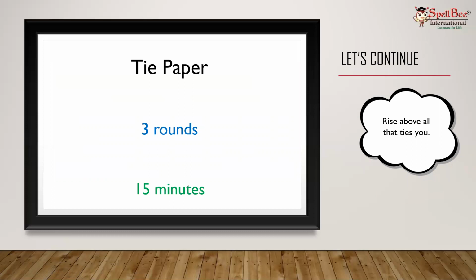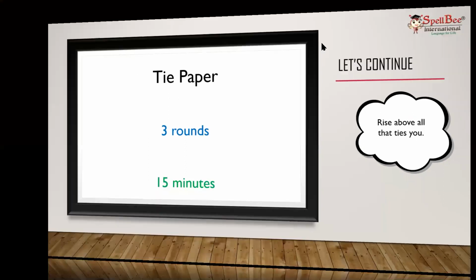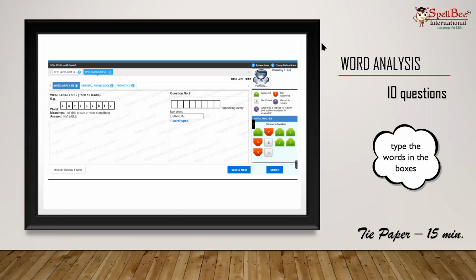Do not treat this paper as an additional or an optional paper. It is as important as your main paper. Because in level 4, we evaluate everyone's tie paper, not just the toppers. Word analysis, GK, and phonetics are essential for your all-round assessment, right? Let's go. Rise above all the ties, right?